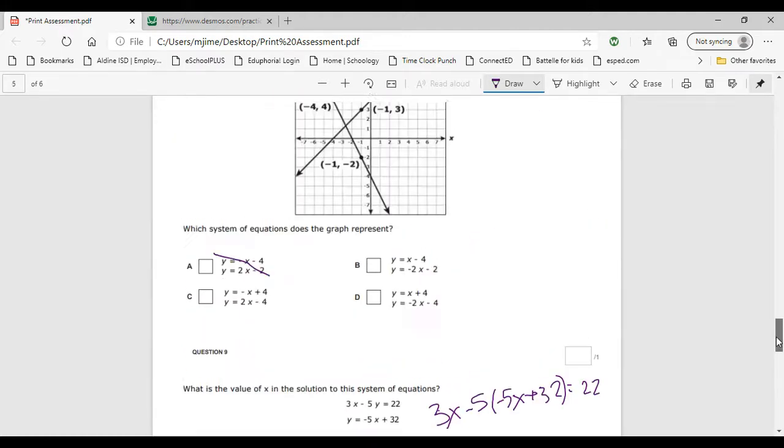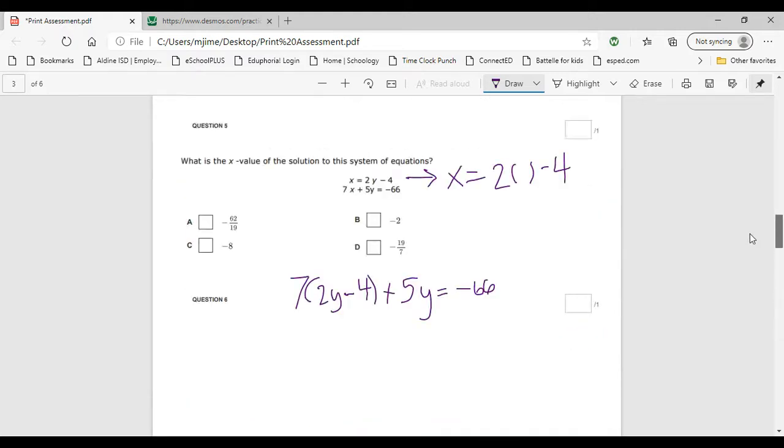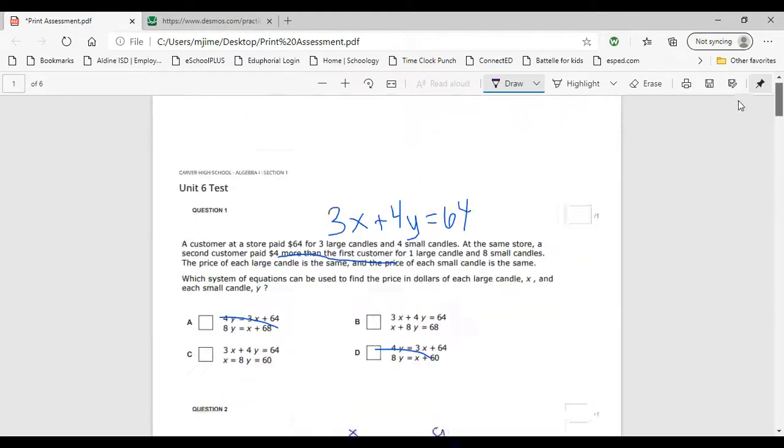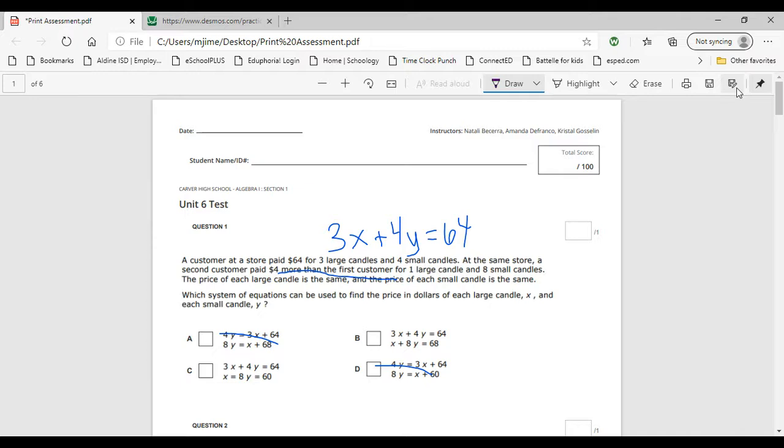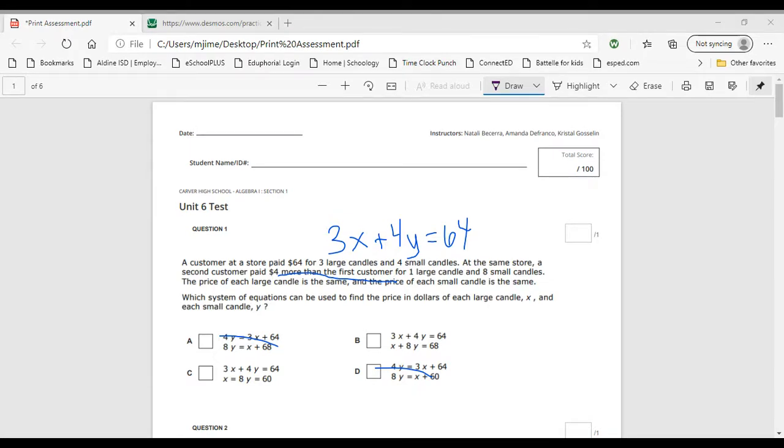All right, so this was the substitution method, and I'm going to stop this video here and go over how to do this for the elimination method. Sorry for the talking in the background.